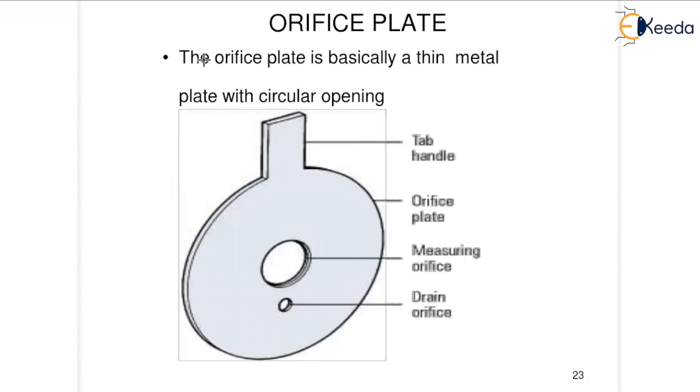Now this is the orifice plate. It is basically a thin metal plate with a circular opening. This is a thin metal plate which has a tab handle, and this is an orifice plate. This is the measuring orifice, and this is a drain orifice.